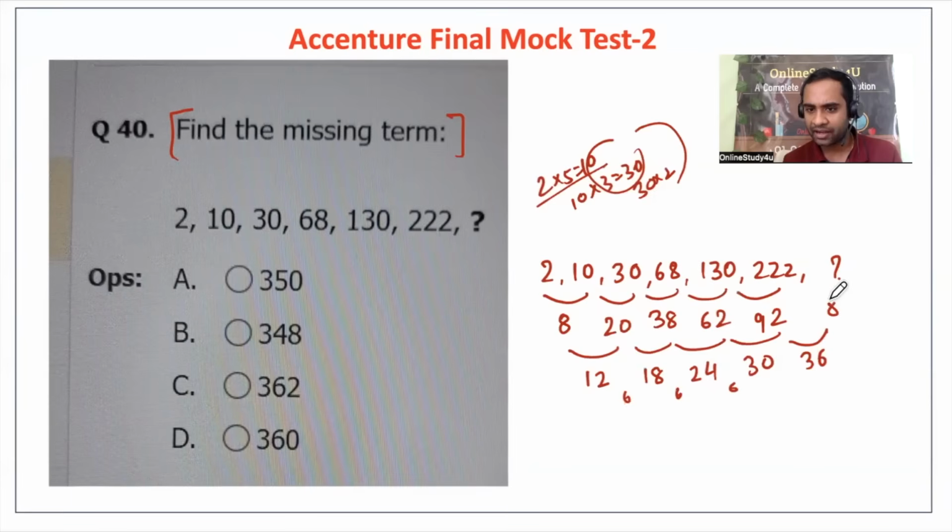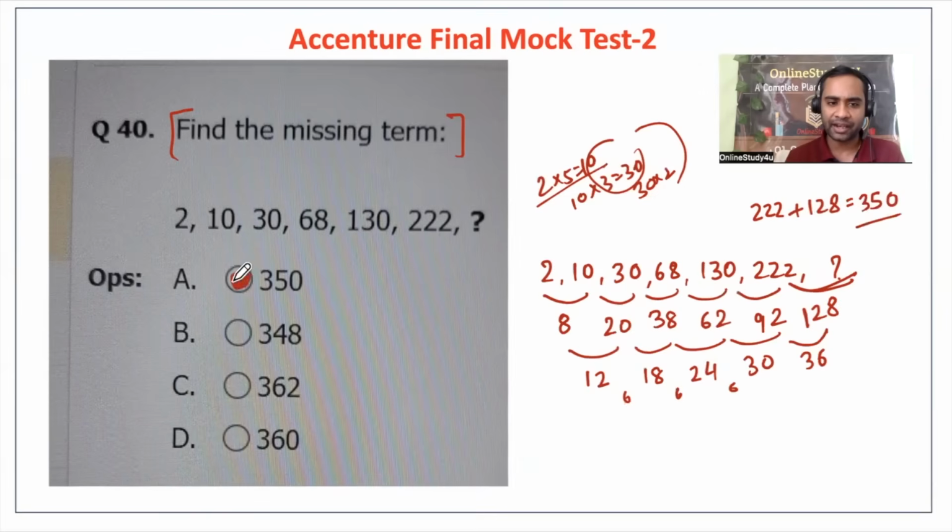So 92 plus 36 gives 128. So the next difference would have been 128. So 128 difference means 222 plus 128, which is 350. 350 will be the correct answer. So option A would have been marked and come back, right?